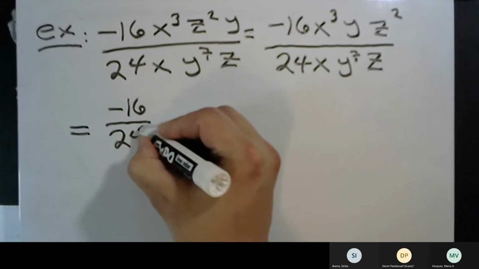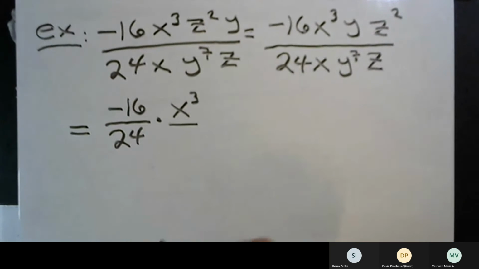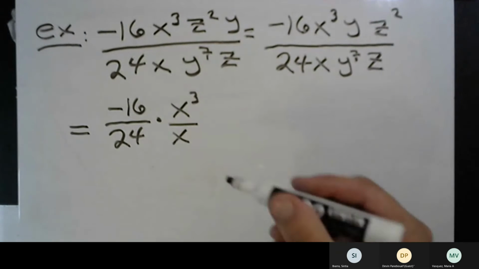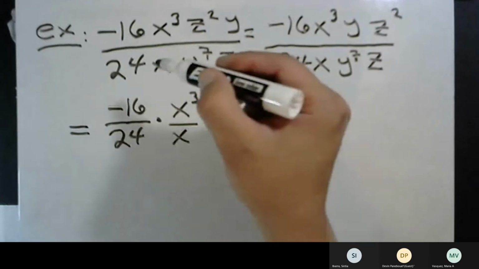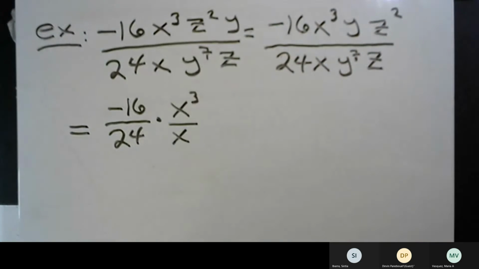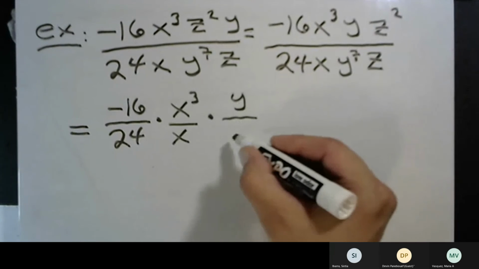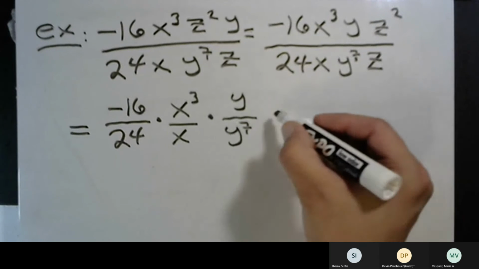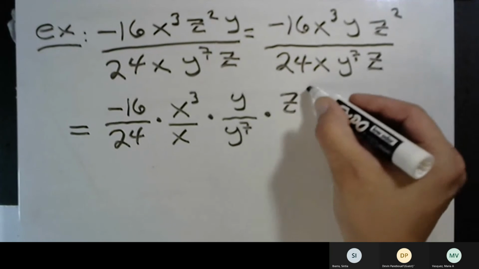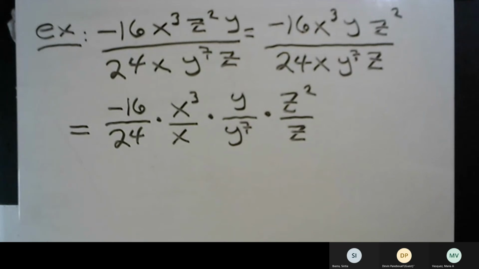And now we can break things up. If you want to skip a step, you could say these are going to be coefficients, this is an x, these will form a z, and these will form a y. You can do that as well. So now we're going to reduce and combine.